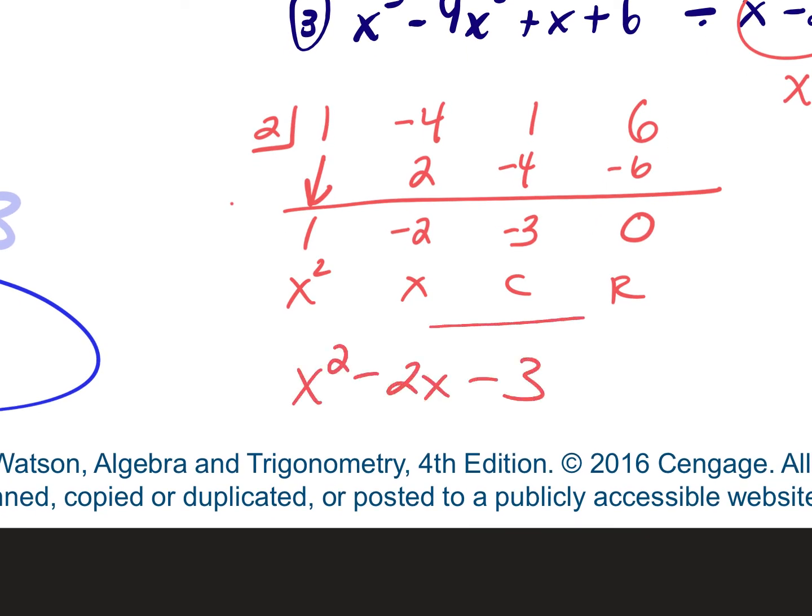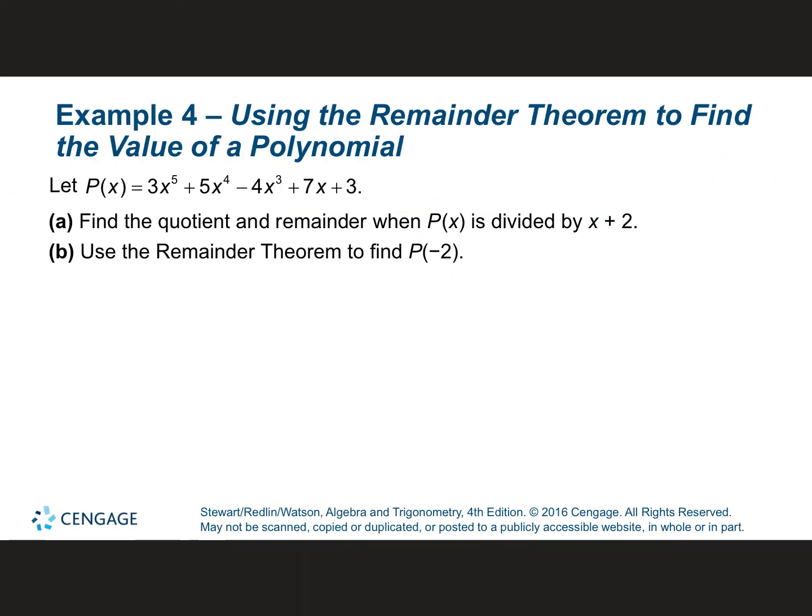Perfect. Good job, guys. Now, we're going to do something with this after break. We'll factor that more. We'll find all the zeros and all that. But right now, we're just working on our synthetic division. Okay? It says find the quotient and the remainder. You guys know we're going to do that in the process.